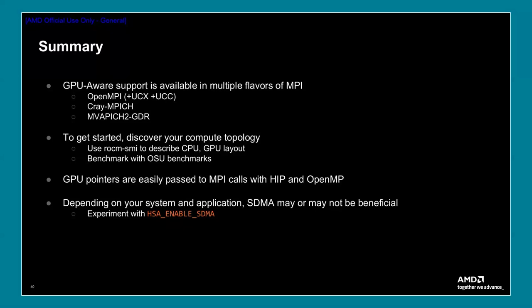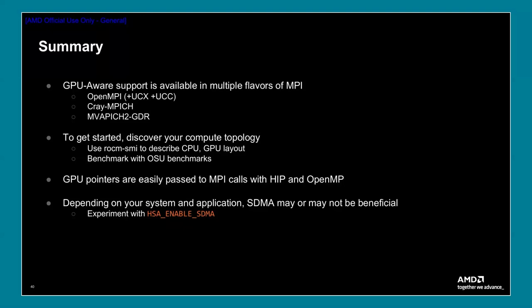In terms of workflow here, I always try to break things down from the perspective of someone who's trying to build an application for a new system that they're getting started on. So always, when you hop on a system, try to understand the compute topology that is there. The tools you have available for that are ROCm SMI to give you qualitative descriptions of CPU and GPU layout. Go through some benchmarking, both with the ROCm bandwidth test as well as the OSU benchmark, so that you can understand the costs of going between various spots in your system. As we saw, GPU pointers are really easily passed between MPI calls with HIP and OpenMP. Nothing really fancy going on there.